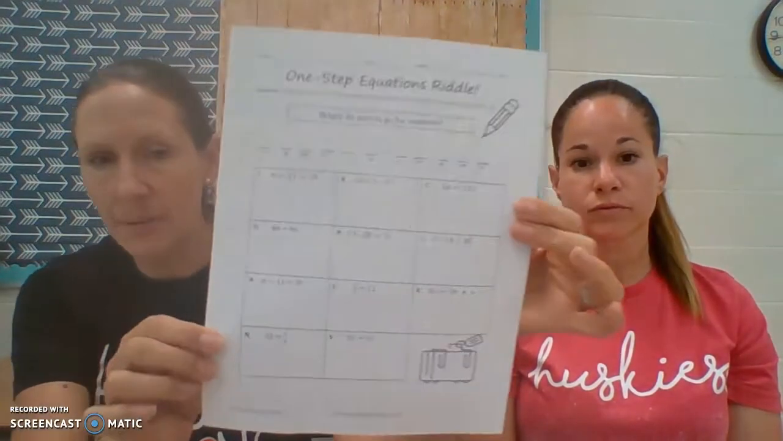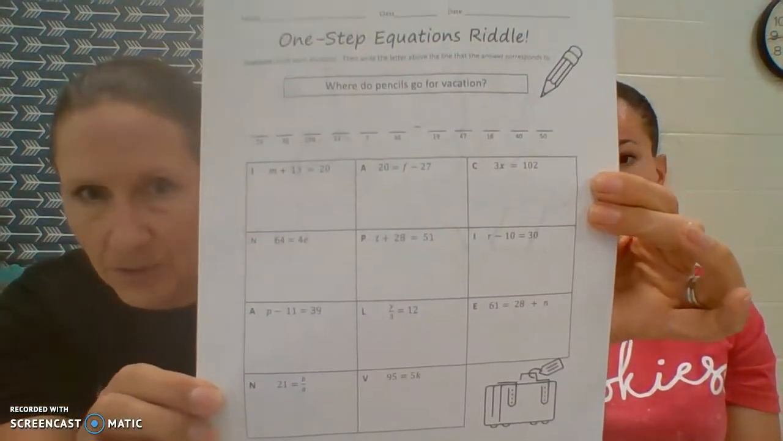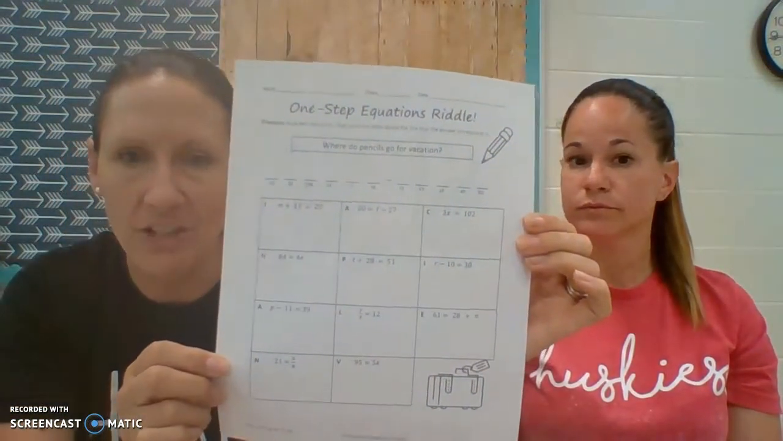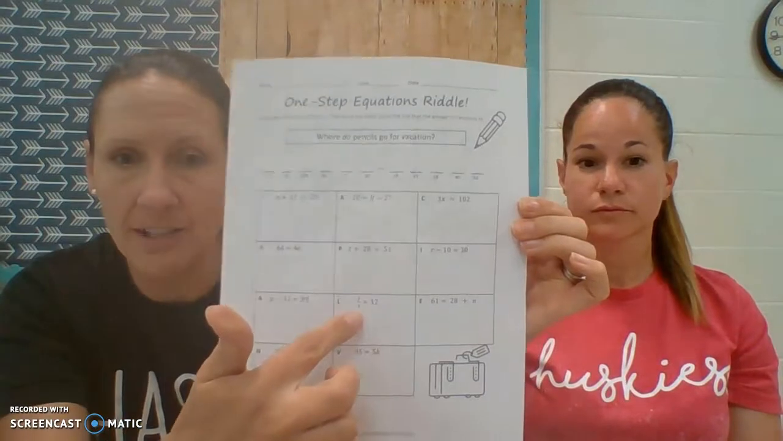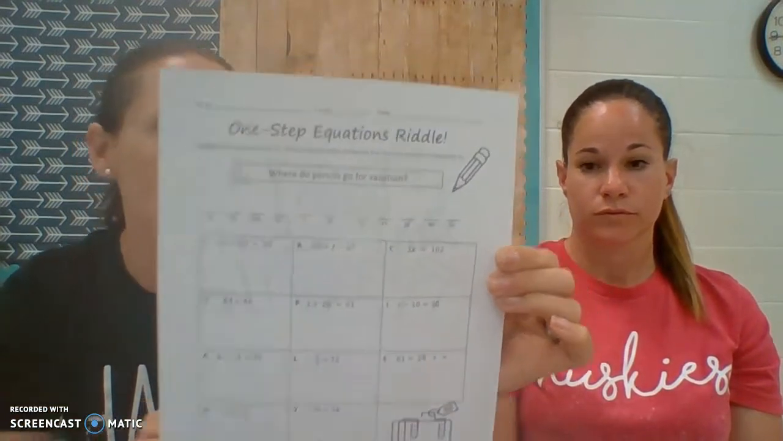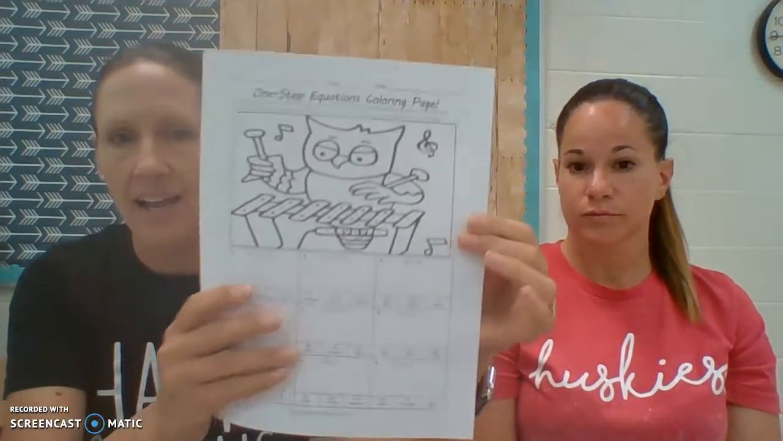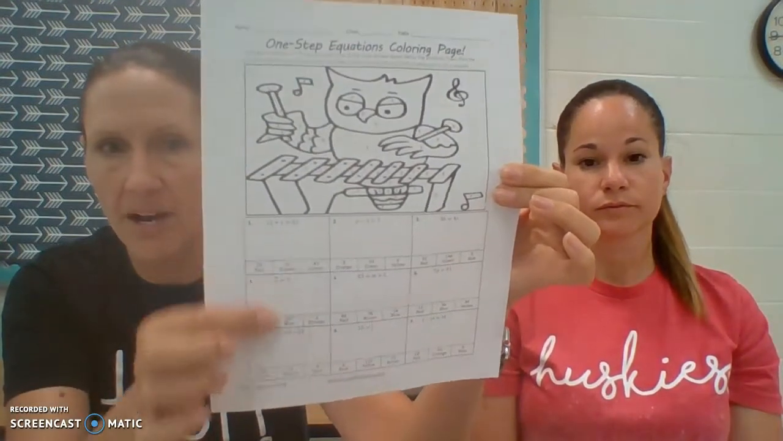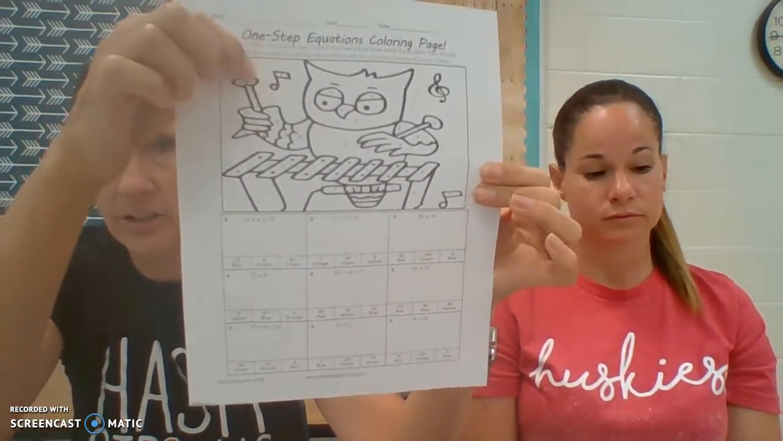You have a riddle page with simple equations with one variable, and you're going to solve the riddle, where do pencils go for vacation? The equations are going to give you the answers to the letters to fill in the lines here. That's going to give you the answer to the riddle. And finally, an equations coloring page on the back where you're going to solve the equations on the bottom and then color in using color by number on the top.